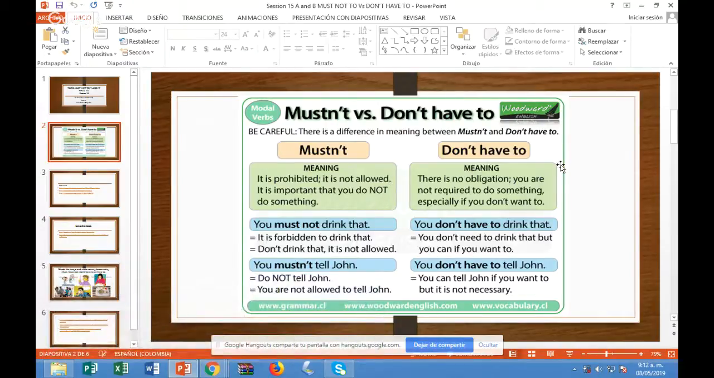So, the difference with don't have to is that there is no obligation. You are not required to do something, especially if you don't want to do it. For example, you don't have to drink that. You don't need to drink that. But if you want, you can do it. Okay? So you don't have to tell John. You can tell John if you want, but this is not necessary.